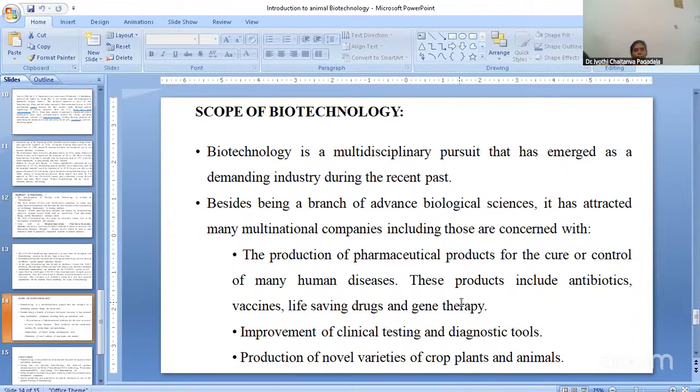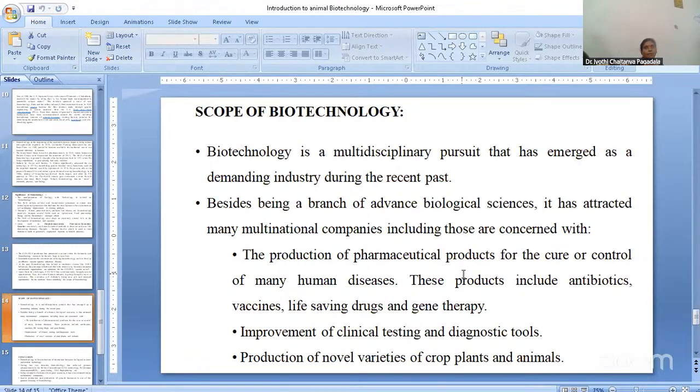So in India, after the global applications of rDNA technology, the Government of India set up an official agency called the National Biotechnology Board, also called NBTB, which started functioning under the Department of Biotechnology, DST, in the year 1986.